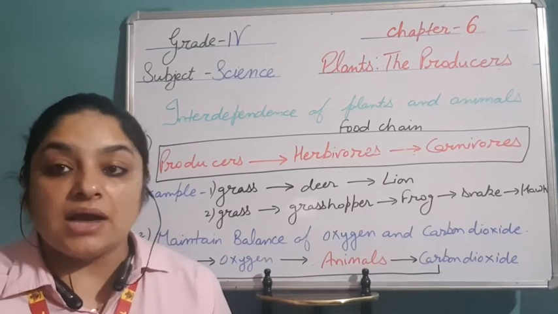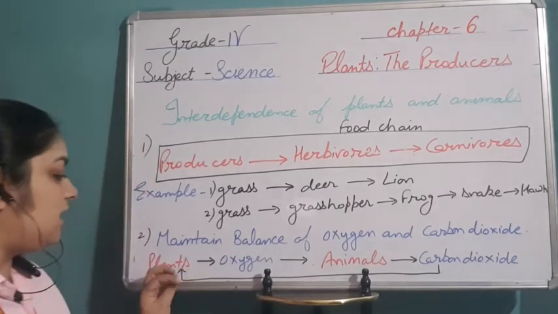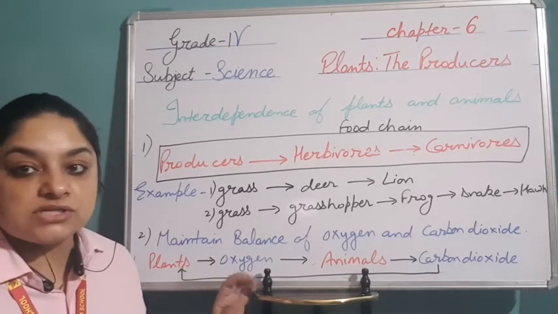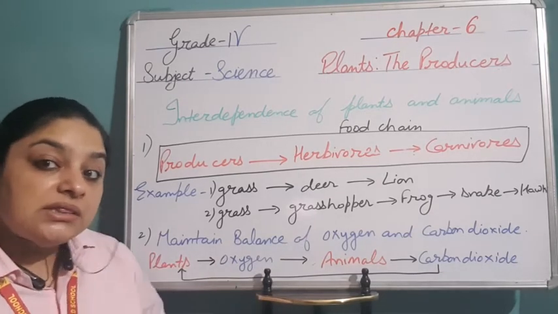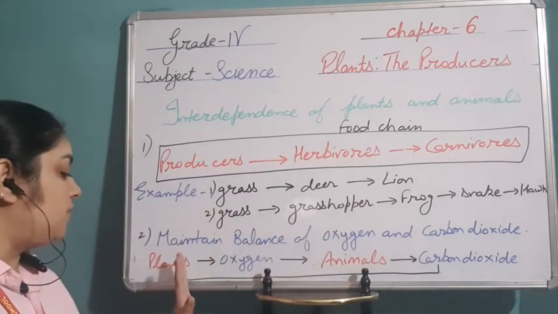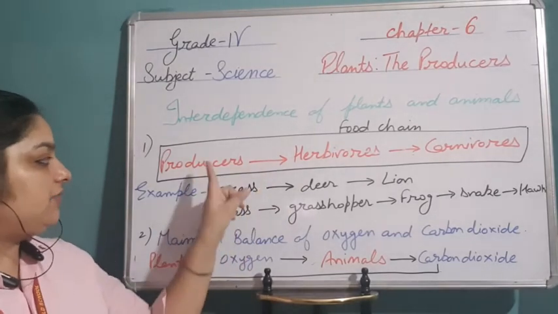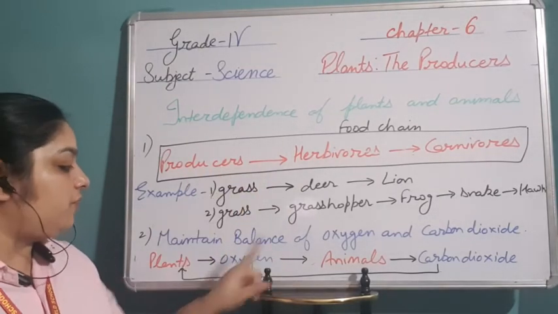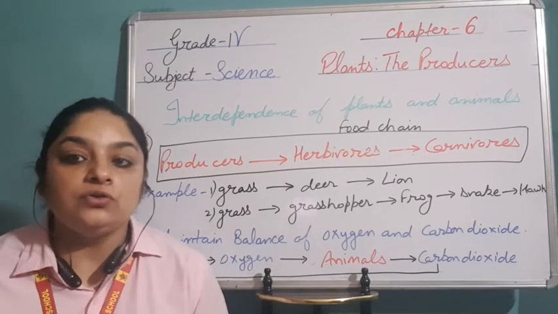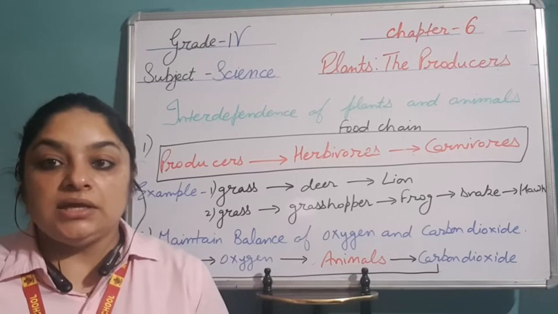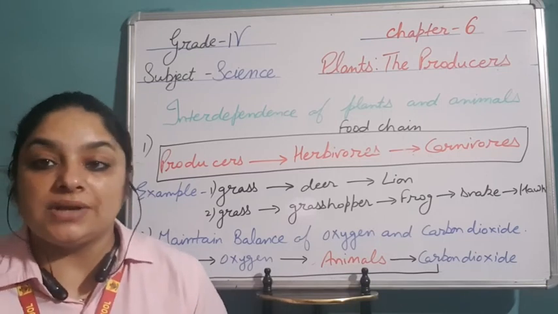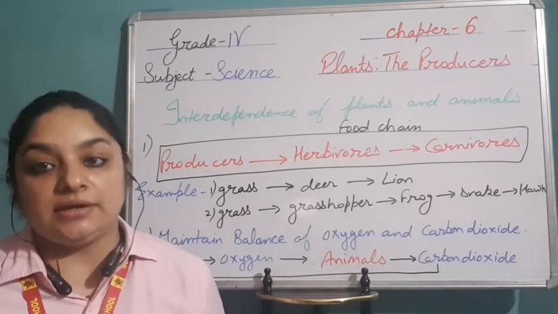Now, can I say that plants depend upon animals for carbon dioxide, and without carbon dioxide, plants cannot prepare their food. In the same way, animals, for their survival, depend upon plants directly or indirectly for food, and for oxygen also they depend upon plants. So if the number of plants or animals suddenly increases or decreases, then what will happen? The whole balance will get disturbed.